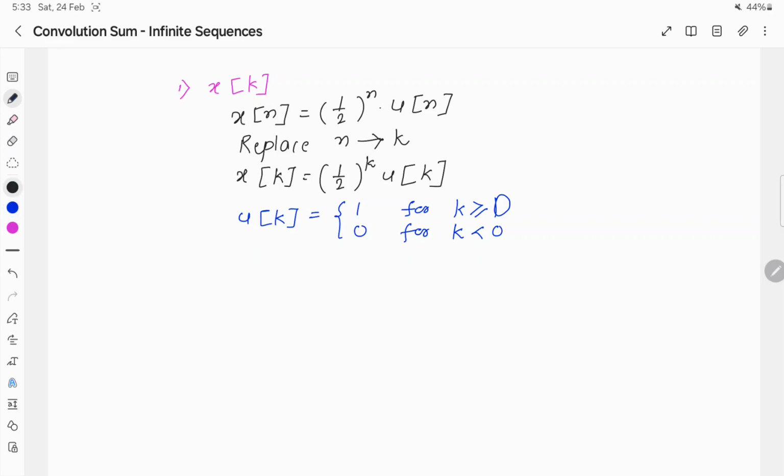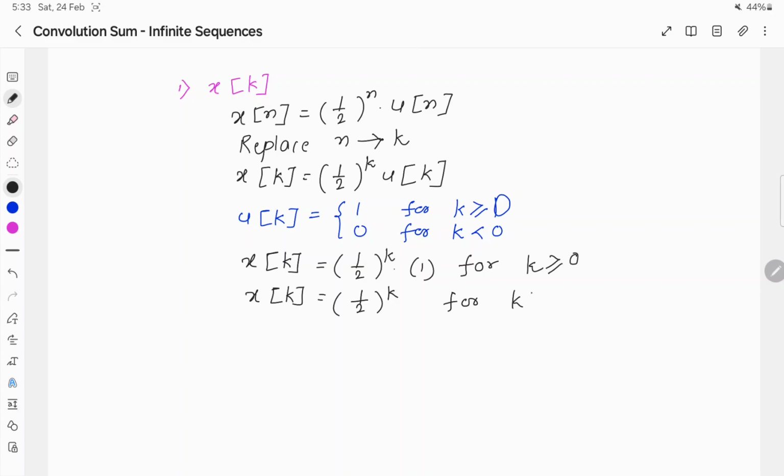So if we substitute this value in the above equation, we get x of k is equal to (1/2) raised to k into 1 for k greater than or equal to 0. And if we substitute 0 for the other part, the entire answer becomes 0. Therefore, x of k is equal to (1/2) raised to k for the condition k greater than or equal to 0.